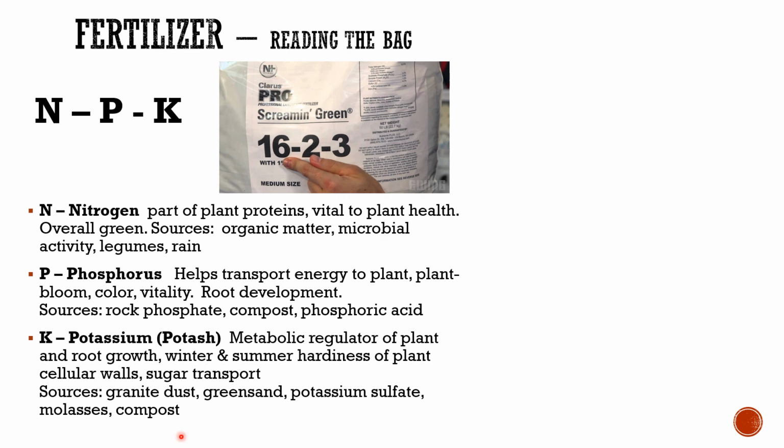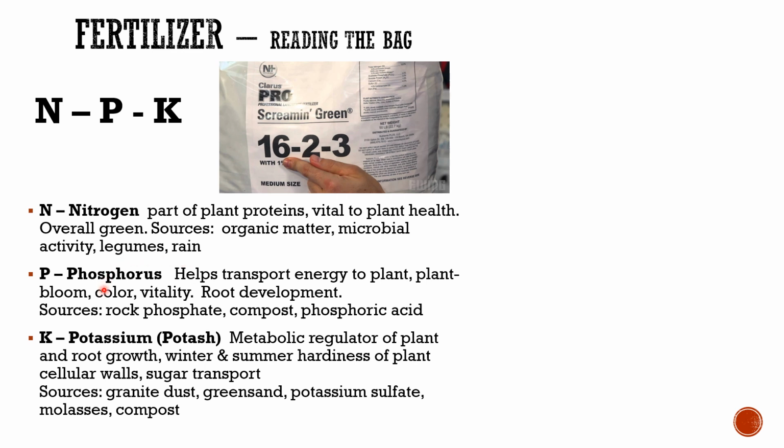Now let's get further into the NPK that you'll find on fertilizer bags, on reading the bag. The N stands for nitrogen, and we typically think of that as overall green, part of the plant proteins. This is very vital to the plant's health, the overall greening of the plant. Sources for this come from organic matter, microbial activity, legumes, and also from rain.